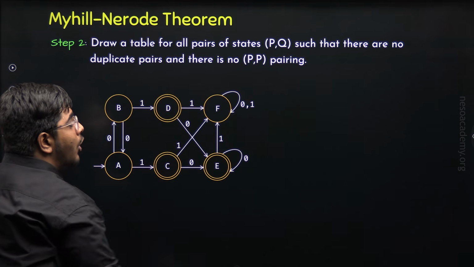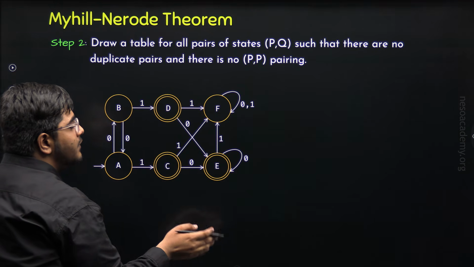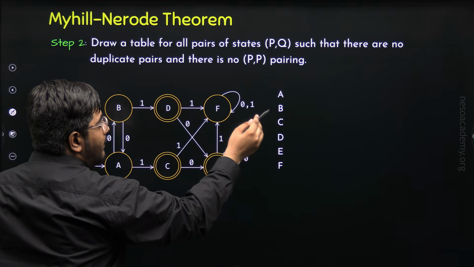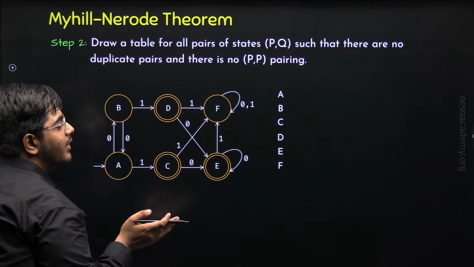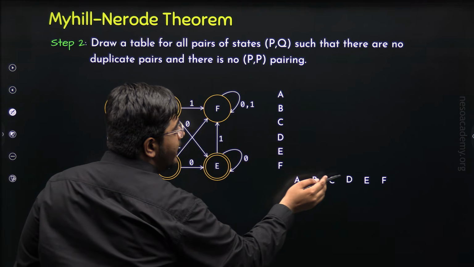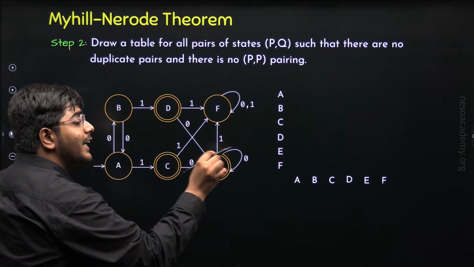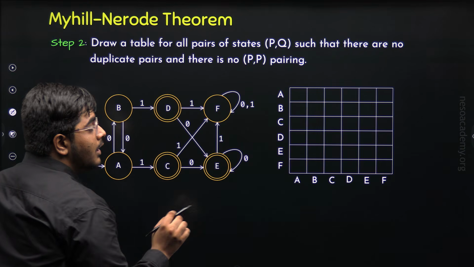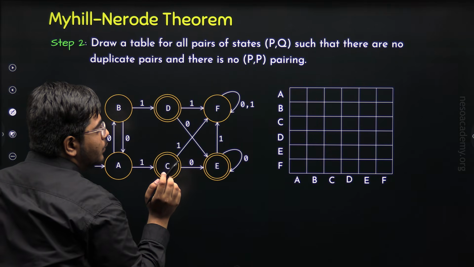So let's write all the names of the states column-wise and row-wise. First, we will write all the names of the states column-wise: A, B, C, D, E, F. These are the 6 states. Now we will write all these states row-wise also: A, B, C, D, E, F. And now we will create one cell for each pair. That is the whole table, like this. So this is the table for all the pairs of states P, Q.